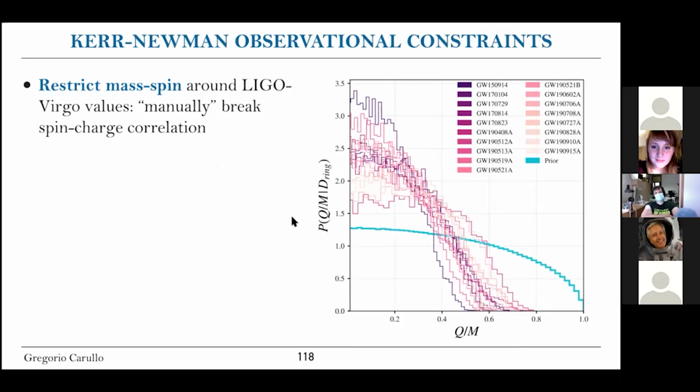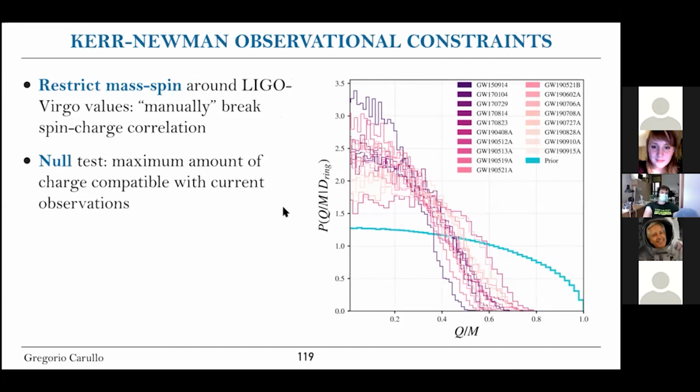But there is another way in which you can manually break this correlation, which is to do a null measurement. The LVC has measured some remnant mass and remnant spin for these events. What is the maximum amount of charge which is compatible with the LVC measurement? It is a kind of null test, and it tells you the maximum amount of charge which is compatible with current observations. In this case, you obtain a bound which is more or less 0.33. The maximum value is 1 here.